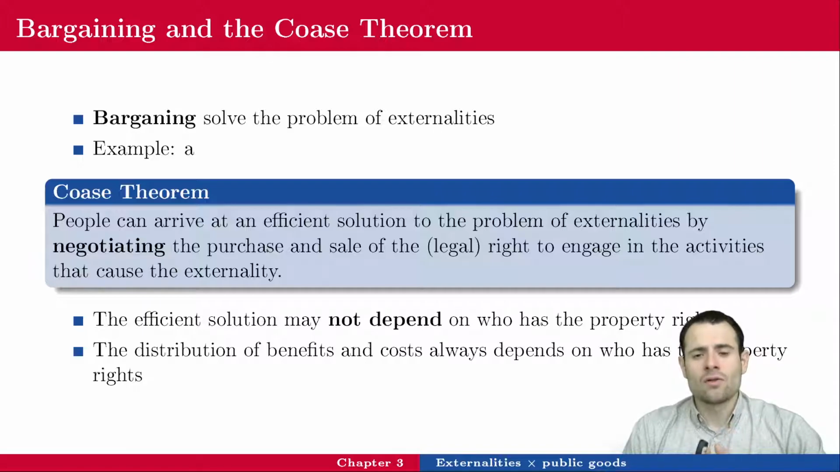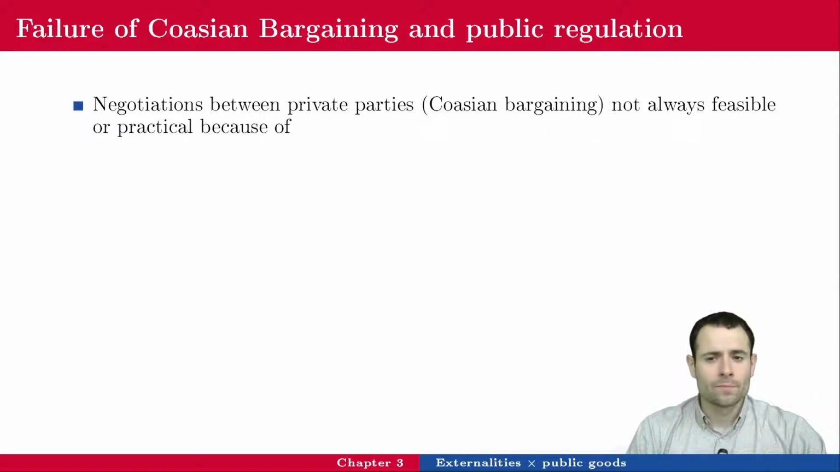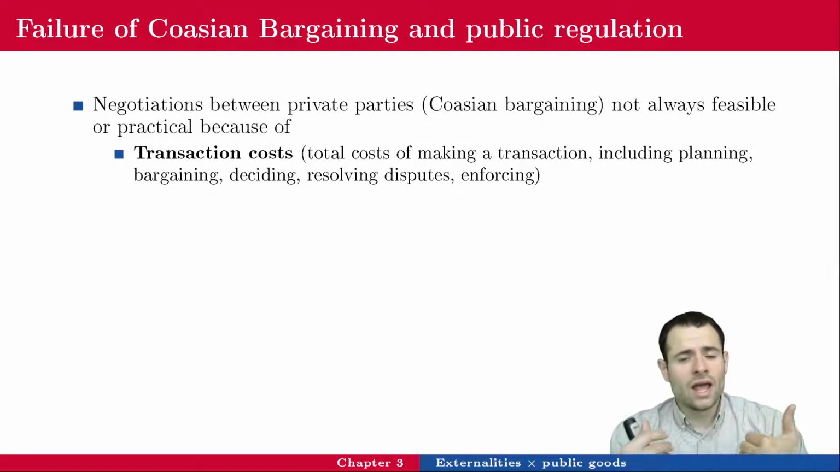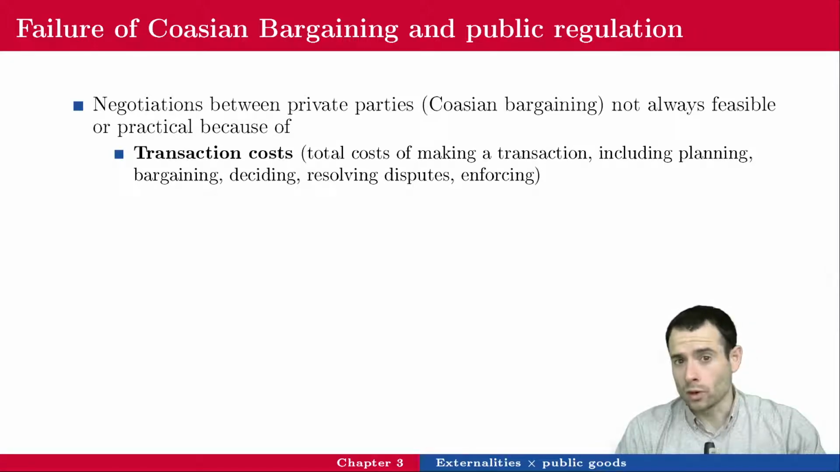You cannot expect to solve the externality problem on a market, on a whole industry, through bargaining. There are many firms, there are many customers, they produce at different places. How do you expect to coordinate all that? Moreover, Coasean bargaining is not always feasible or practical because of other reasons. First of all, there are transaction costs. That represents the total cost of making a transaction. That's planning, bargaining. The process of bargaining itself is painful for people and it involves a lower utility. Deciding, resolving disputes if you need to hire a third party, enforcing, making sure that your roommate is going to smoke the amount of cigarettes he's supposed to smoke and not more, and so on.